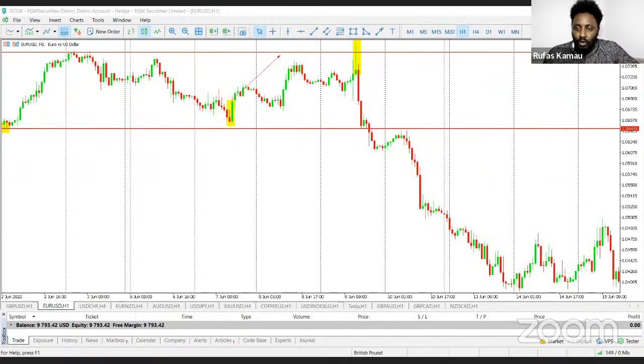We'll be focusing more on resistance and support levels in the next session. We will look at more market structures and how you can use these candlesticks in combination with market structures to identify trading opportunities.